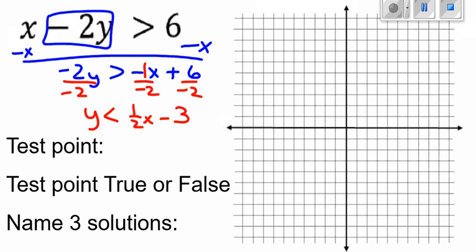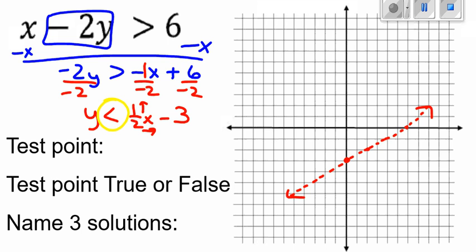All right, let's go ahead and graph our lines. So I have a y-intercept of negative 3. And I have a slope of up 1 over 2. So up 1 over 2, up 1 over 2, up 1 over 2. And because it's a less than symbol, I'm going to have a dotted line. So let's see if I can do a dotted line here. All right, so now my line is graphed.